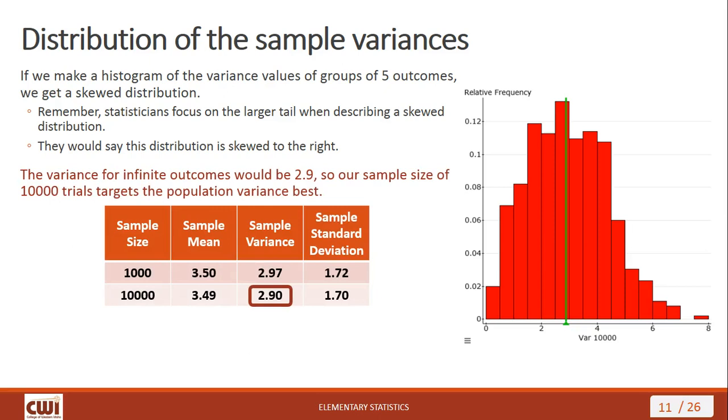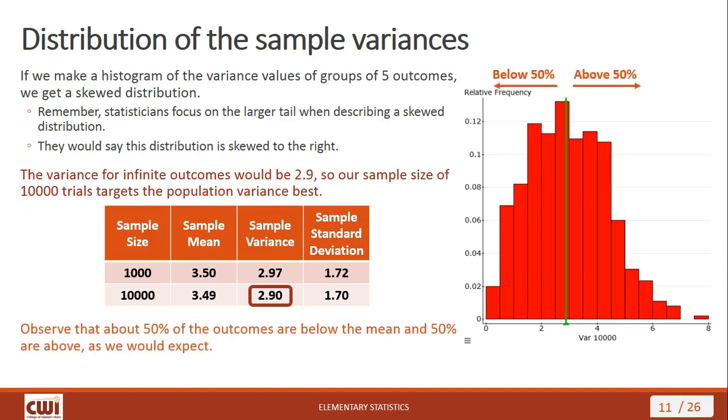So the variance for infinite outcomes is going to be 2.9. So our sample size of 10,000 trials is best to target that population variance. So notice how we have to have more trials. We have to have a larger sample size in order to target better the sample variance. Notice, however, that 50% of the outcomes are below the mean value for the distribution, and 50% are above the mean value for this distribution, as we would expect it to be.